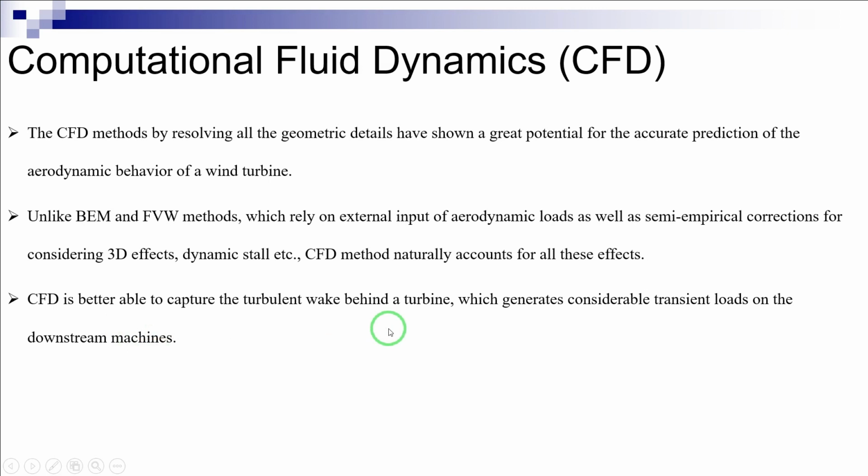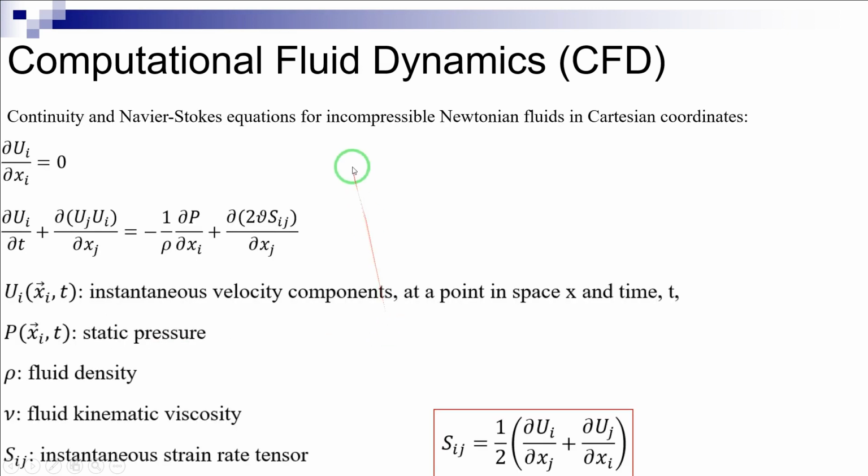The turbulent flows around wind turbines are governed by the continuity and Navier-Stokes equations, which for incompressible Newtonian fluids in Cartesian coordinates are written as shown here. Here the uppercase U_i are the instantaneous velocity components at a point in space x_i, which are the Cartesian coordinates, and time t. P here is the static pressure, rho is the fluid density, nu is the fluid kinematic viscosity, S_ij is the instantaneous strain rate tensor, which is expressed in terms of the gradient of instantaneous velocity components as shown here.